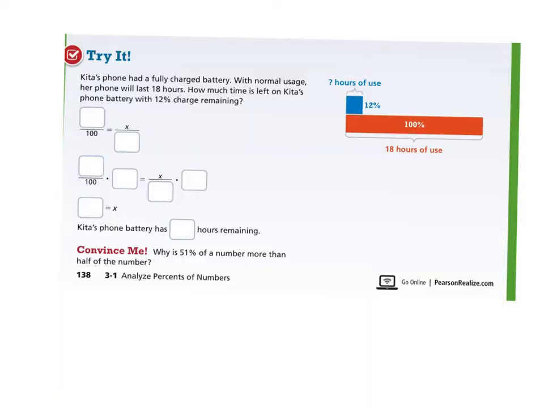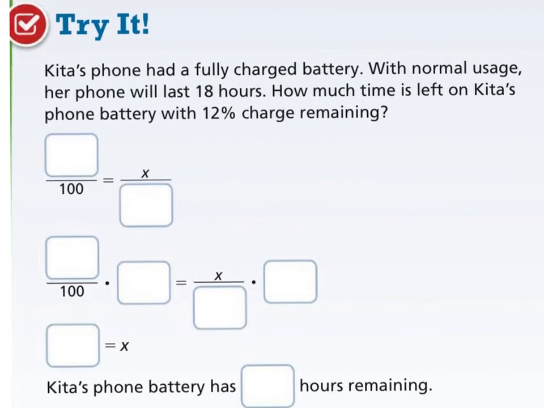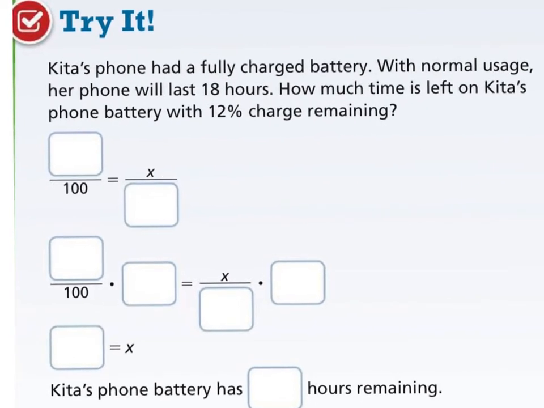So to try it, we've got a similar problem. Kita's phone had a fully charged battery. With normal usage, her phone will last 18 hours. How much time is left on Kita's phone battery with 12% charge remaining? Alright, so once again, the 18 hours is the full amount. We're trying to figure out the 12% charge. So one option, we could figure out what's 12% of 18. Again, move the decimal over on the 12%, and then of means multiply.